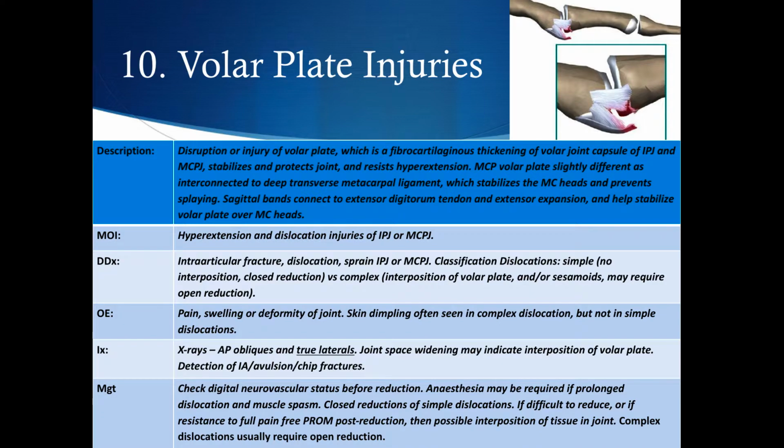The dislocations are classified into simple, which do not involve interposition of tissue in the joint and can be treated with closed reduction, versus complex dislocations which have interposition of volar plate or sesamoids in the joint and may require open reduction. If the dislocation is difficult to reduce, or if there's a resistance to full pain-free range of motion post-reduction, then possible surgical reduction is required.